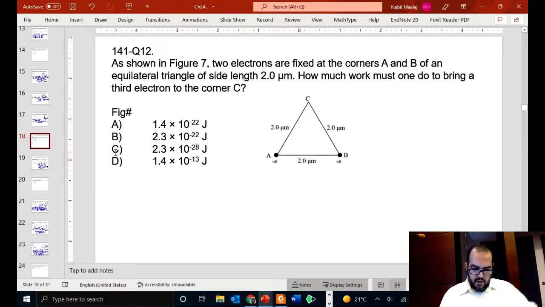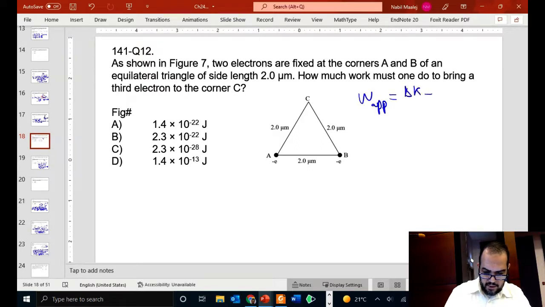Initially we have 2 electrons at the corners A and B, with a distance of 2 micrometers. How much work must be done to bring a third electron to the corner C? So we're bringing it, so we're doing external force. Same thing, we write the conservation of energy equation. Work applied is equal to delta K plus delta U electric plus delta U gravitational and so on. And here we are interested in this work.